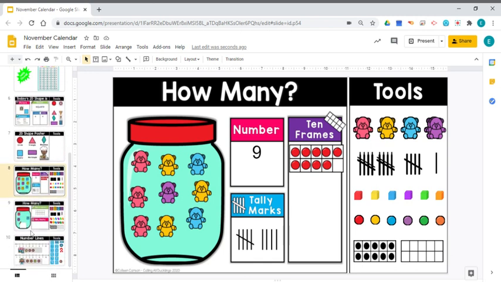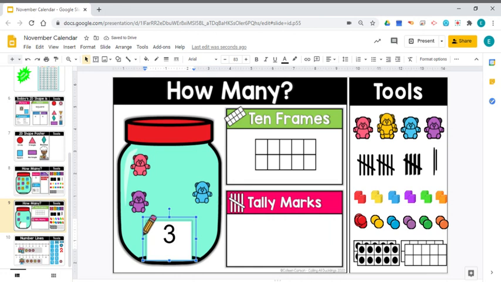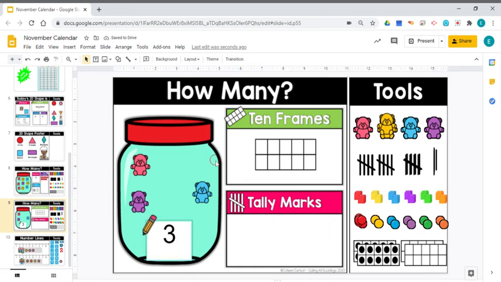Let's go ahead and review one of the numbers you had in your last math unit. How many bears do you see in the jar? Right, you see 3 bears. Did you have to count them? I bet you didn't. I bet you could just subitize. You could just look at those bears, and your brain is so good with numbers now, you could just say 3 without having to count 1, 2, 3.